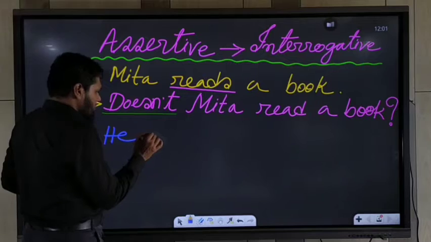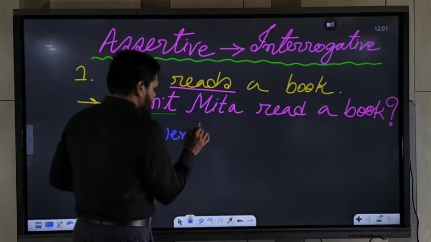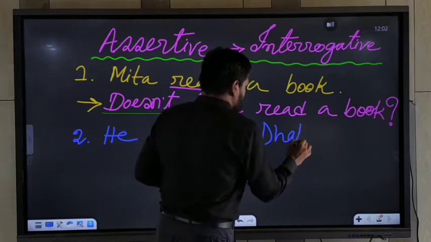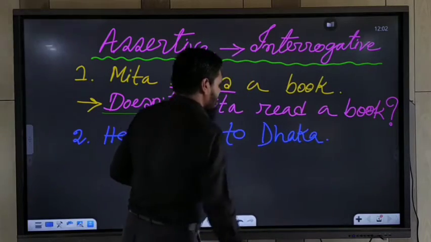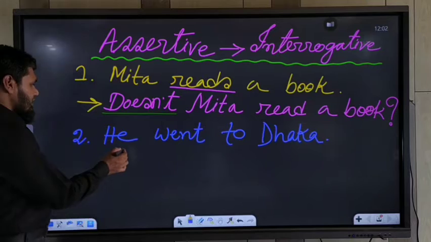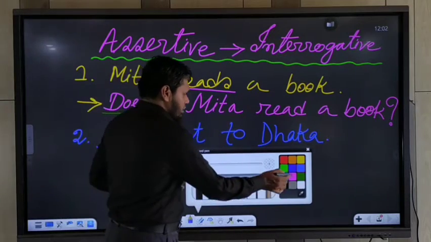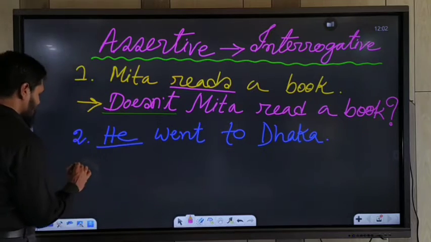He went to Dhaka. It's an assertive sentence because the sentence starts with the subject. So how will you change the sentence?